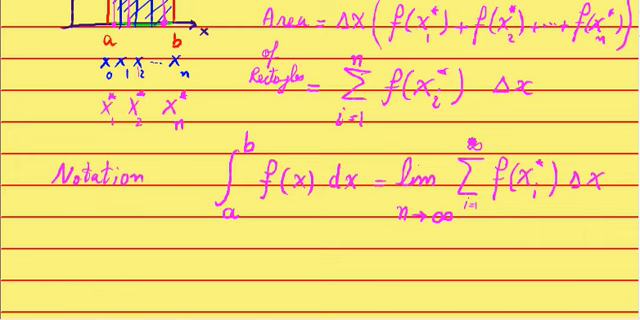Okay, let's learn a few more things about this notation before we go on and talk about its properties. What are each of these pieces called? This funny symbol, this elongated S, is called the integral sign, and this process itself is called integration.